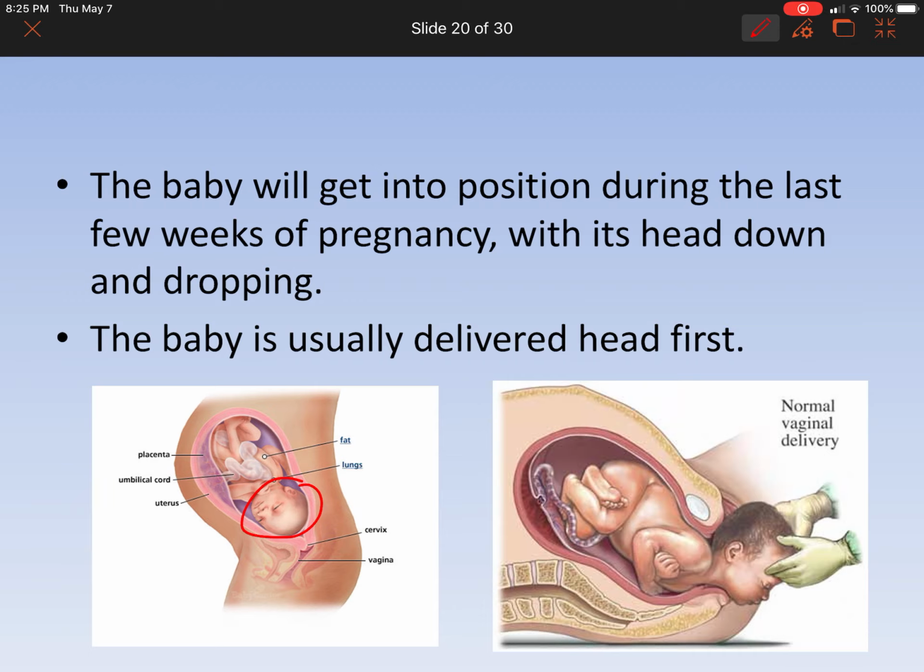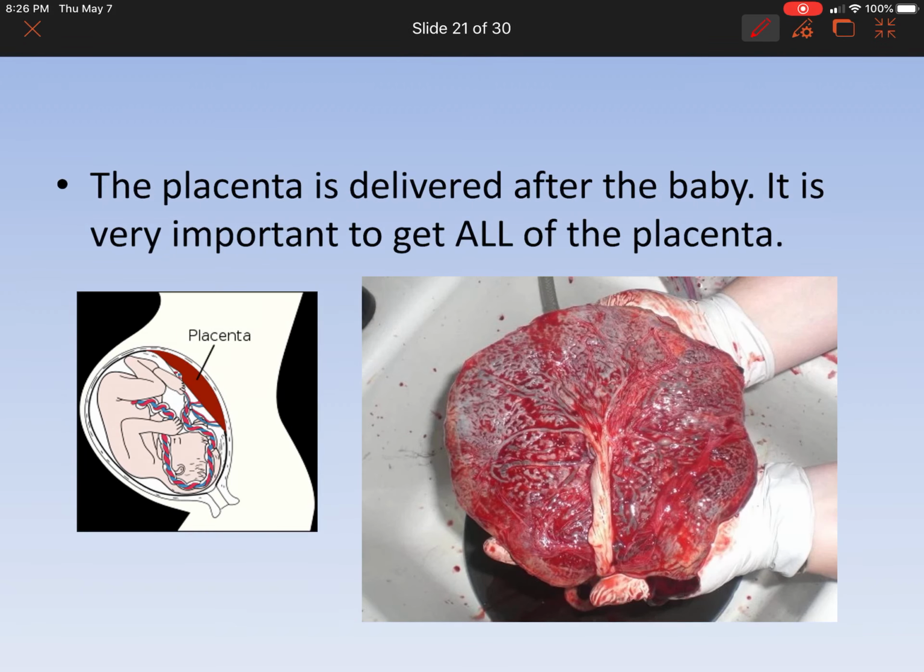Sometimes babies can be delivered feet first. That would be called breech, but it can lead to a lot of complications. So it's definitely better if the baby gets into good position here. And then this would be the normal vaginal delivery like this. First the head comes out, and then they push the rest of the baby out. And then here you'll see this is the placenta here. So just keep an eye on that.